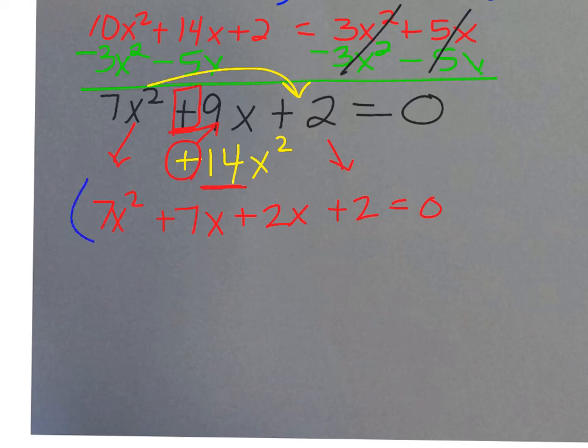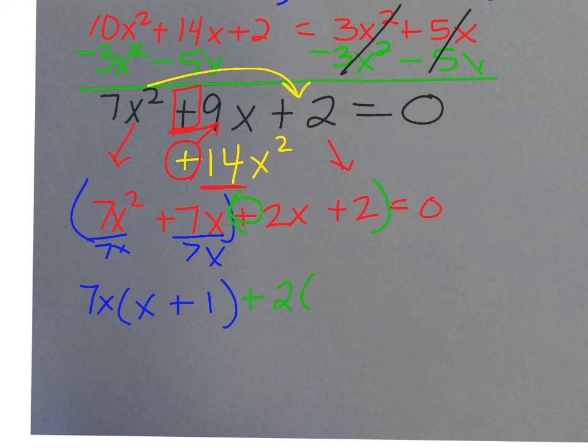So I have the blue group, and I have the green group. In the blue group, the GCF is 7x. So divide everything by 7x. That'll help you figure out what goes inside the parentheses. So that's x plus 1. There's a plus here, so put the plus on the outside. GCF is 2 times x plus 1. All right, write your factors. So it's going to be 7x plus 2, x plus 1 equals 0.